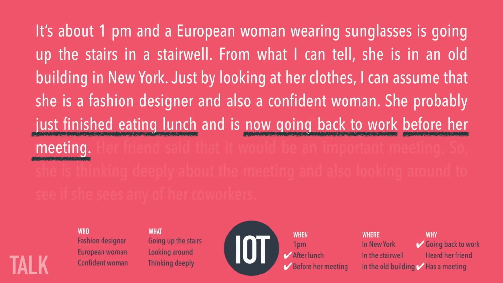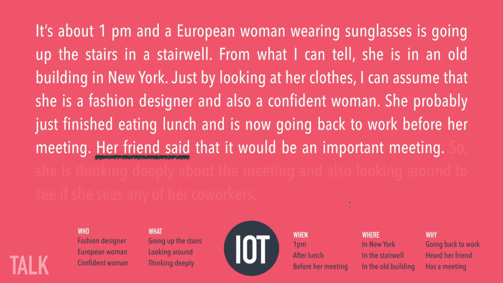And you're seeing how long our response is getting. We're learning how to be fluent, okay? All right, let's go down to our next sentence. Here we go. Her friend said that it would be an important meeting. Now we're mentioning her friend, right? She heard something from her friend because we gave that as a why or as a reason. So now we're including it in our response, okay? Let's move on to the next sentence.